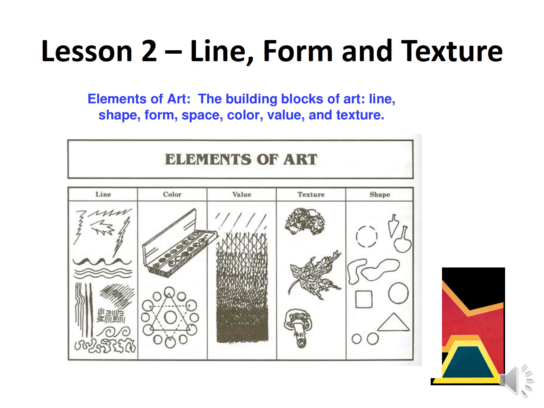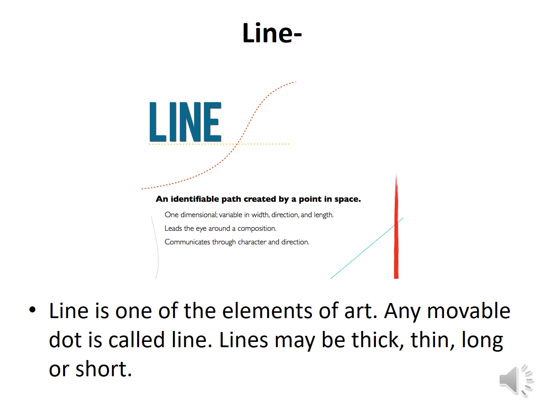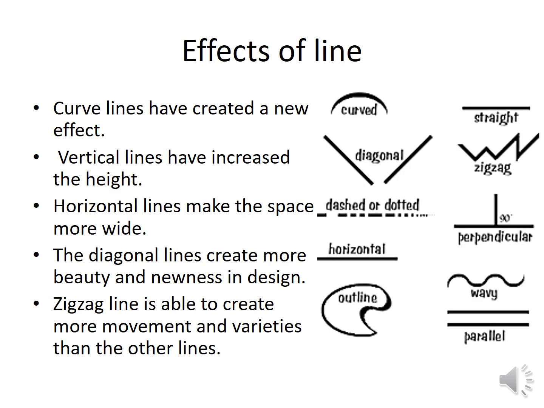Now lesson 2 will discuss the elements of art: line, form and texture. Anything movable dot is called line. You see, when you put a dot in your copy and start to move, it will create a line. And this line can be thick, thin, long or short. Here there are different types of line like horizontal, vertical, curved, straight, zigzag, etc.